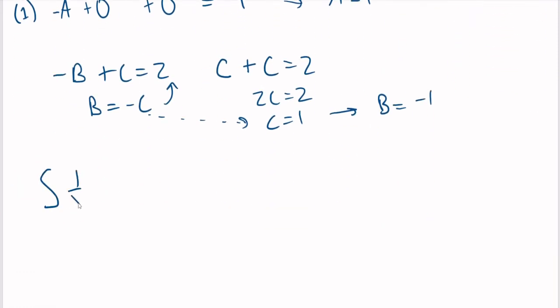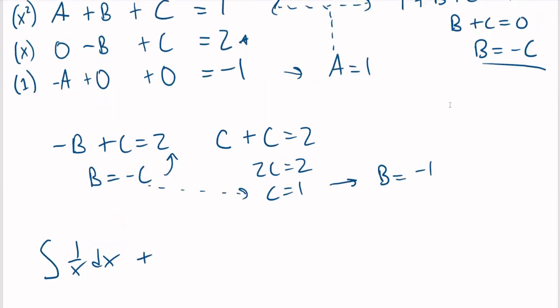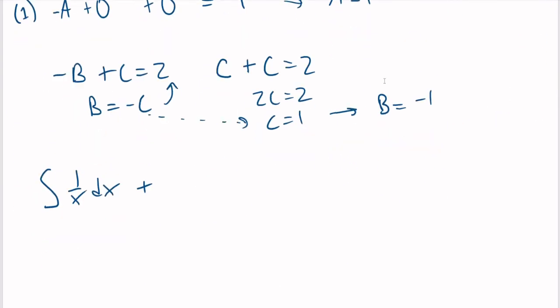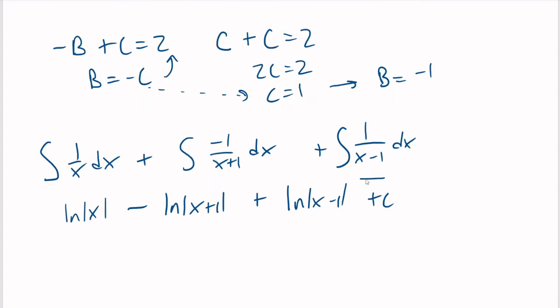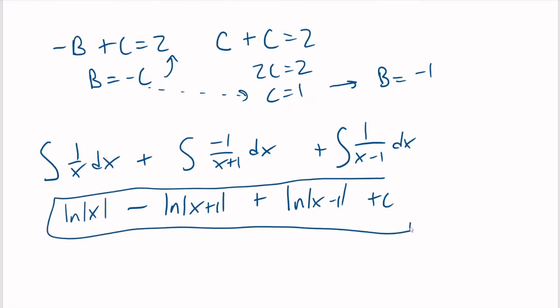So let's do this. 1 over x dx plus negative 1 over x plus 1 dx plus 1 over x minus 1 dx. All right. These integrals aren't too bad. Log plus, don't mess up here, almost there, minus log plus log plus c. Boom. Nailed it.